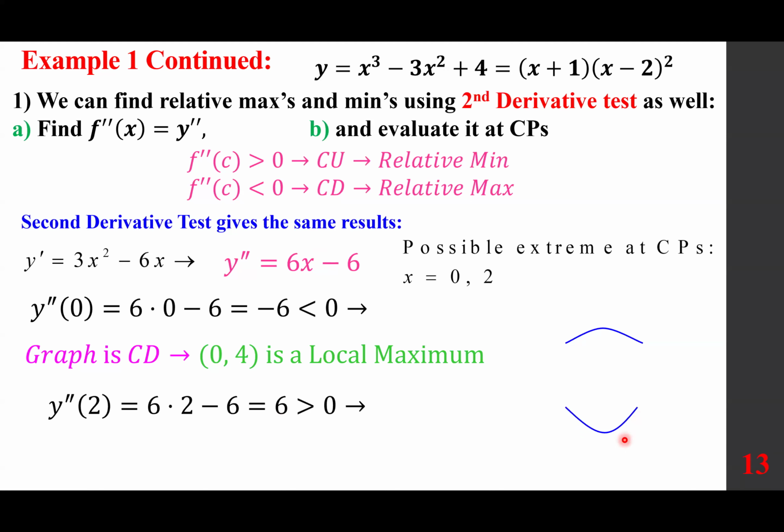And what is this? Local min. So the graph is concave up, and putting the 2 back into the function, (2, 0) is the location of the local min. Now, where is the function increasing? Where is the function decreasing? We don't know with the second derivative test. That's why it's an excellent tool for applications, not a good idea for graphs.